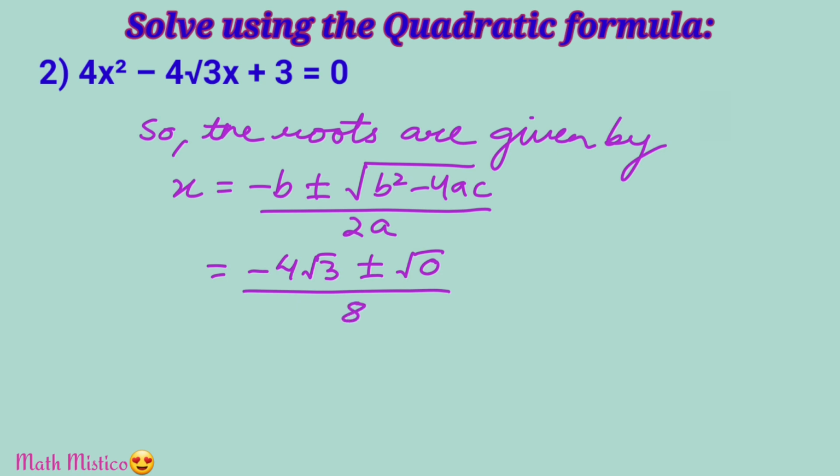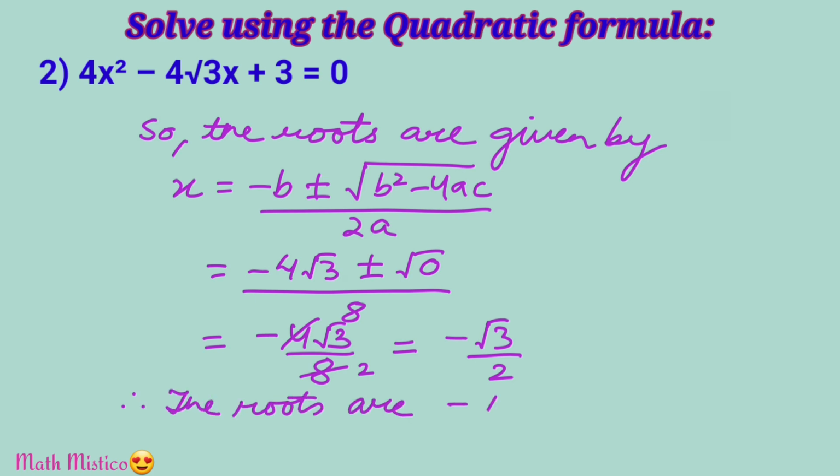Square root of 0 is 0 itself, and you know that 0 has no contribution in addition or subtraction. So we can just write x equal to minus 4 root 3 upon 8. Cancelling this, we finally get minus root 3 upon 2. It means both the roots are minus root 3 upon 2. So did you observe that the equation has equal roots if the discriminant is 0?